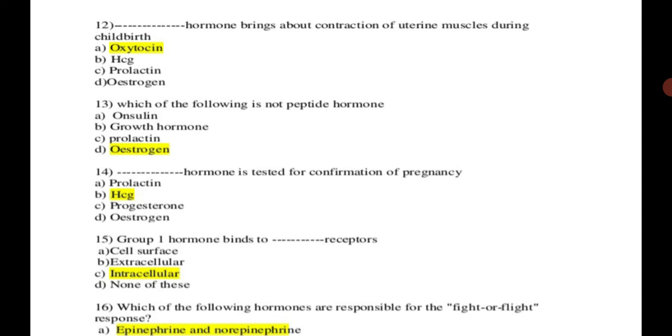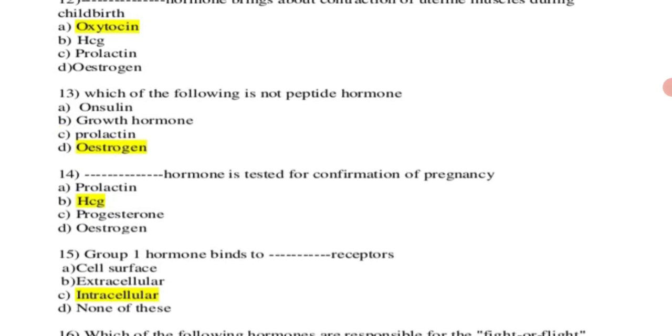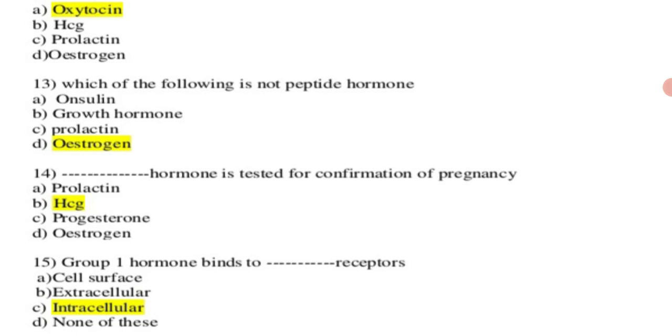So the correct answer for question number 12 is oxytocin, not hCG, prolactin, or estrogen. Then moving to question number 13: which of the following is not a peptide hormone? The correct answer is estrogen.